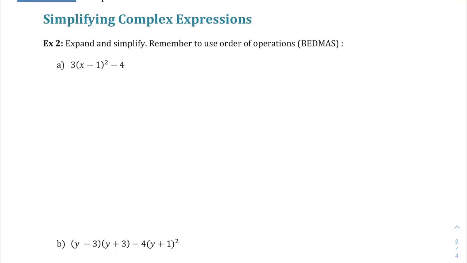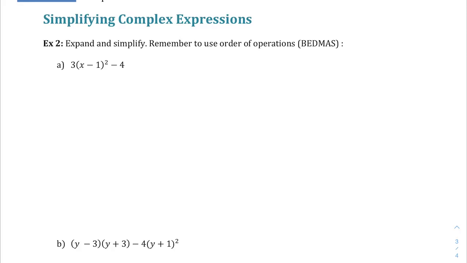Okay, so now we're doing question number 2, expand and simplify. Remember to use the order of operations, in other words, BEDMAS. Okay, so now the equations are getting more complicated. So we have question 2a, 3 bracket x minus 1 squared, all of it minus 4.